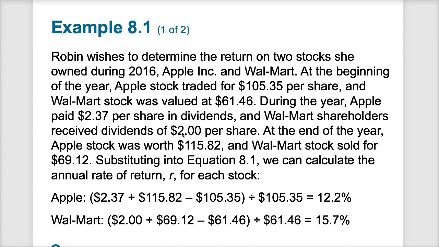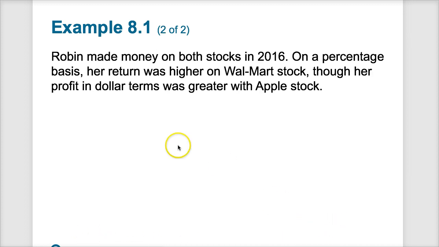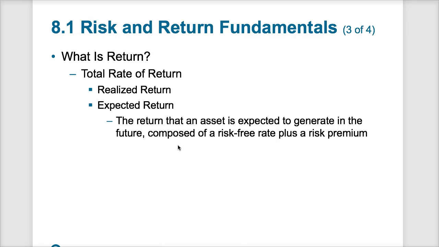Using the equation that we saw in the previous slide, we can calculate the annual rate of return. Here we put in the cash flow, ending price minus beginning price, divided by beginning price. Mind the parentheses, so all this has to be calculated first, divided by the beginning price, and we get a 12% return for Apple, where Walmart gets a 15.7% return. So she made money on both stocks over that period.